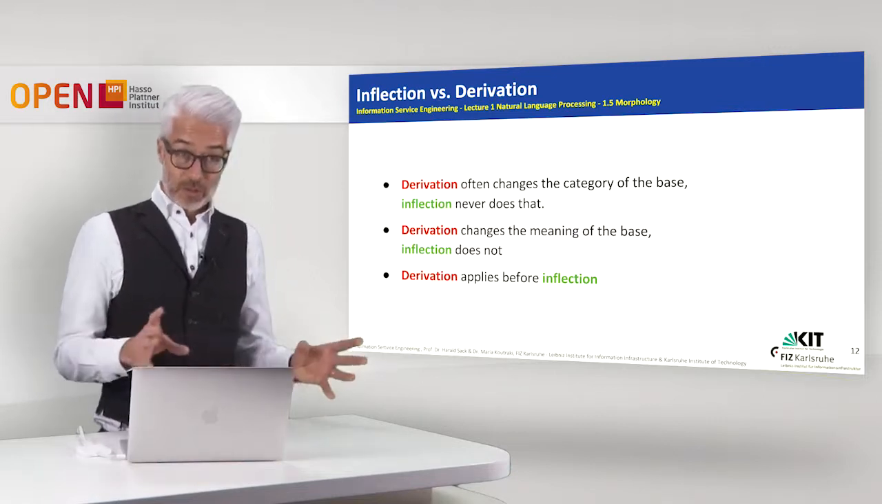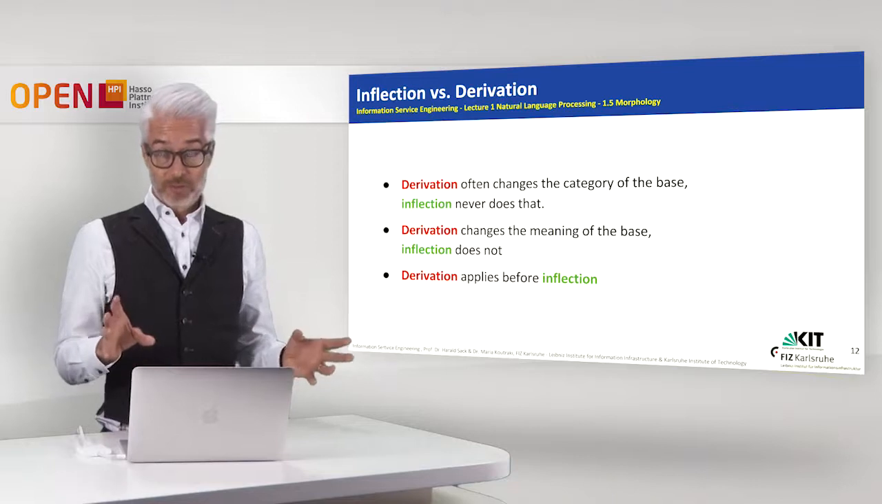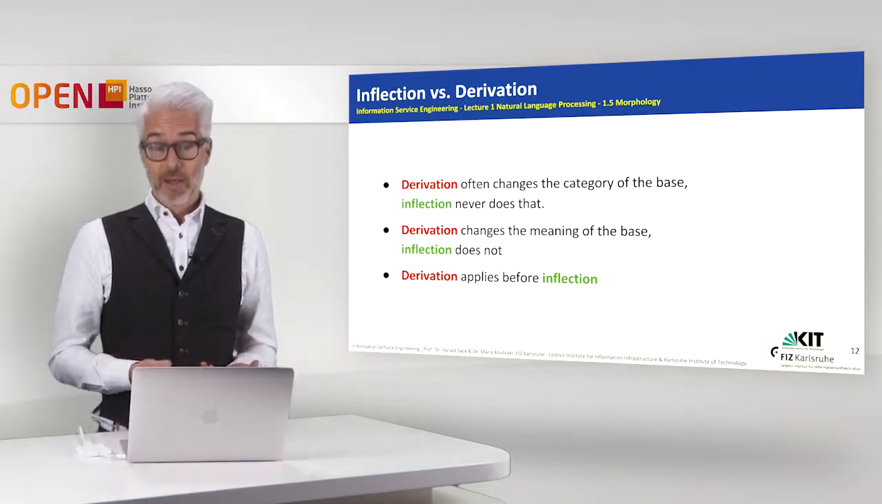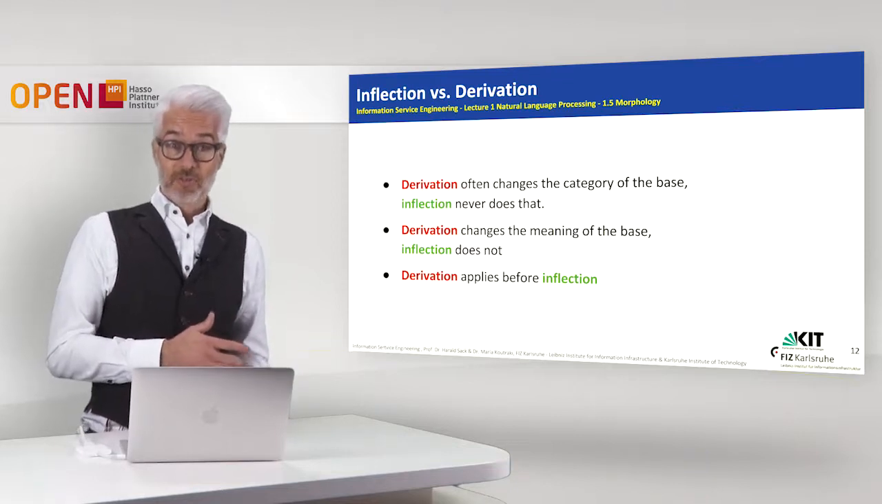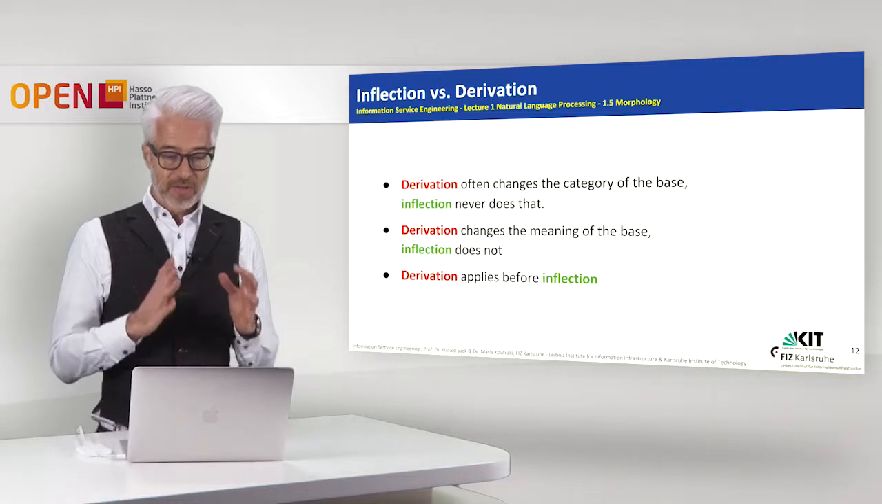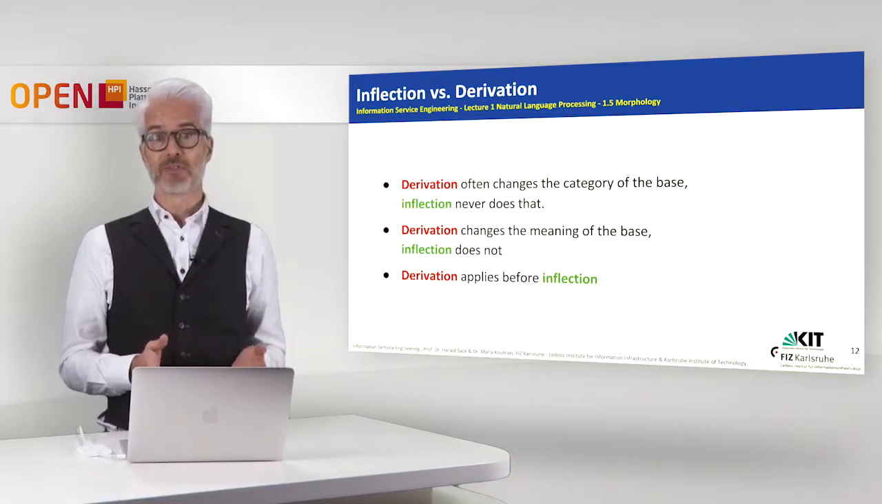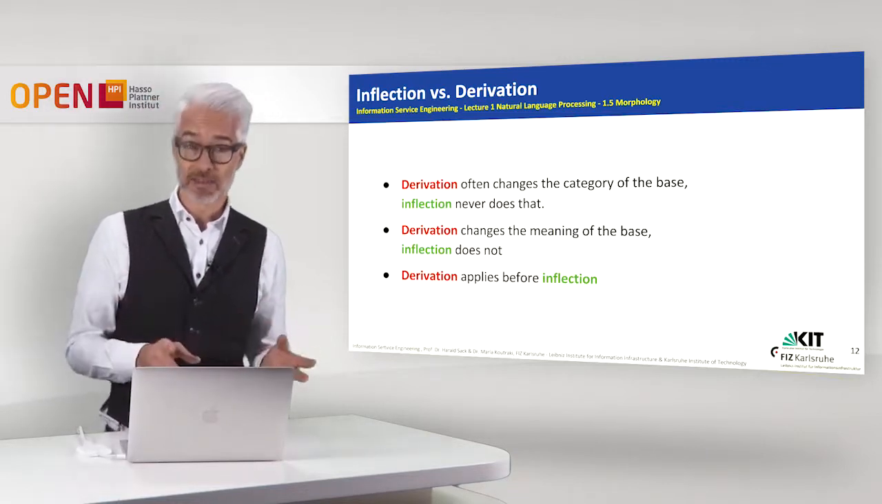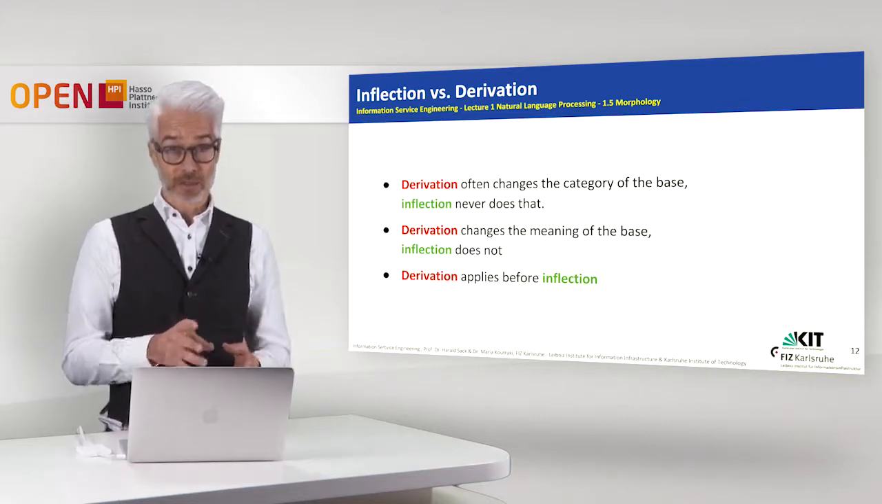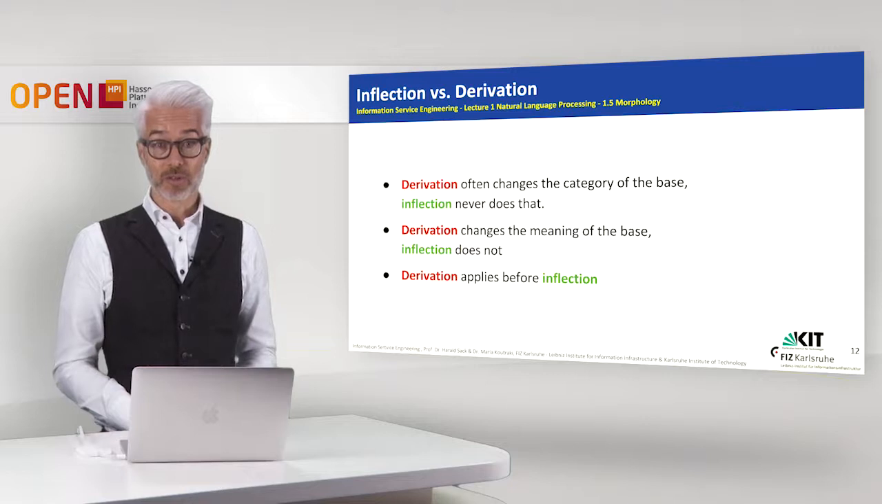So compound was quite clear. We have 2 morphemes or 2 words and want to form a new word out of that. For the distinction of inflection and derivation, you should keep in mind that the derivation often changes the category of the base, while the inflection never does that. But derivation not always changes the category. We will see this in the examples later on.